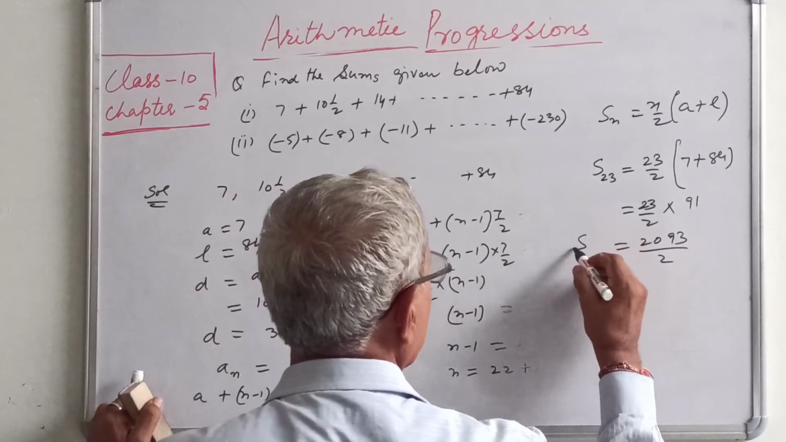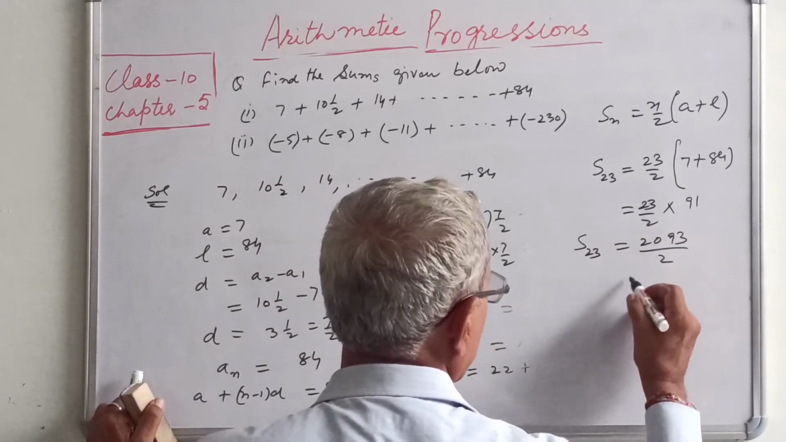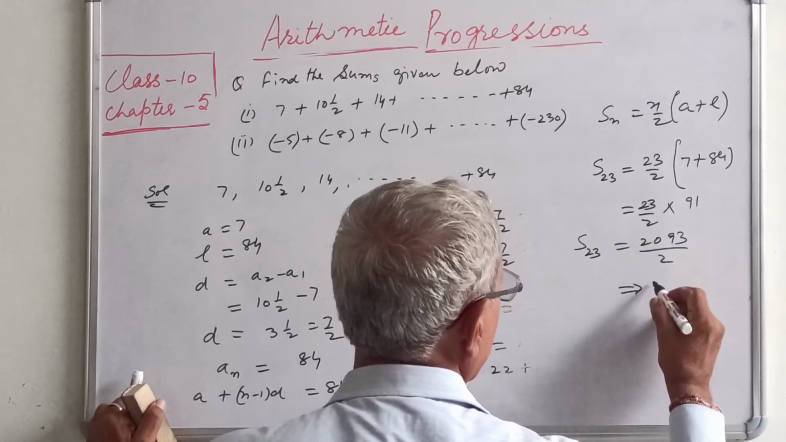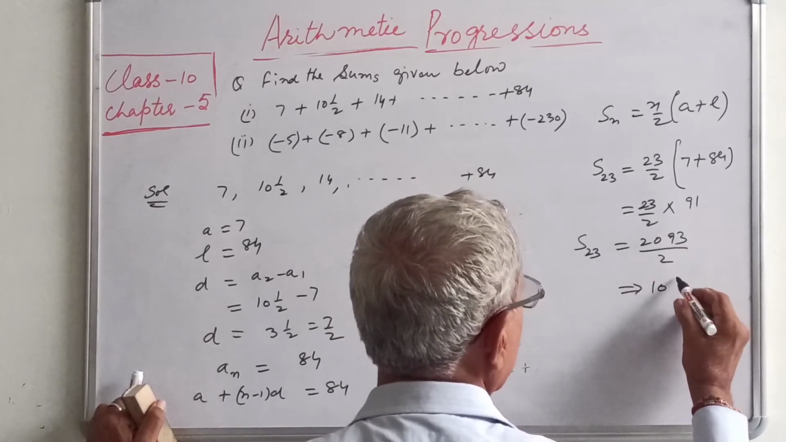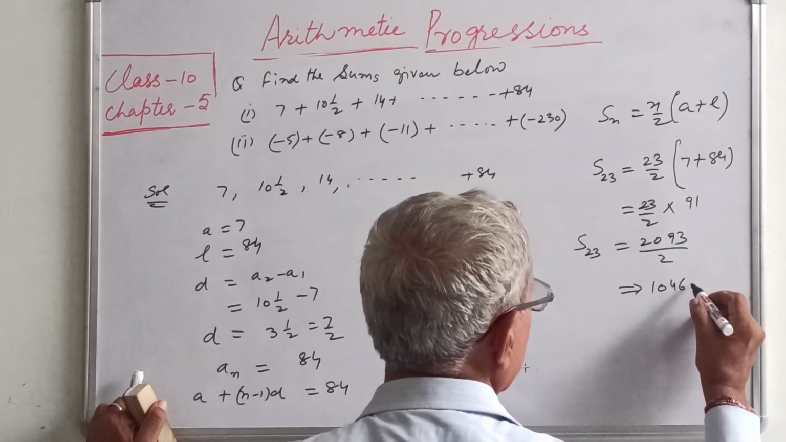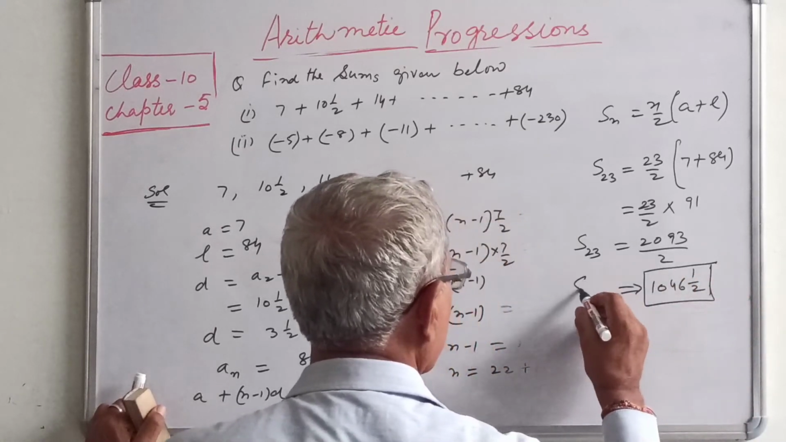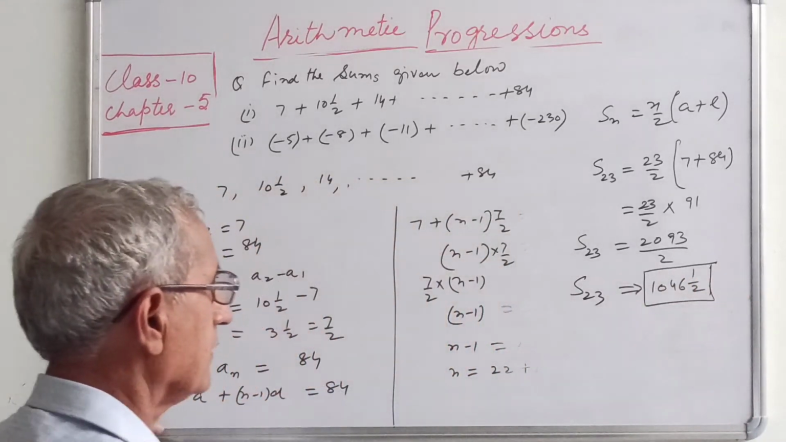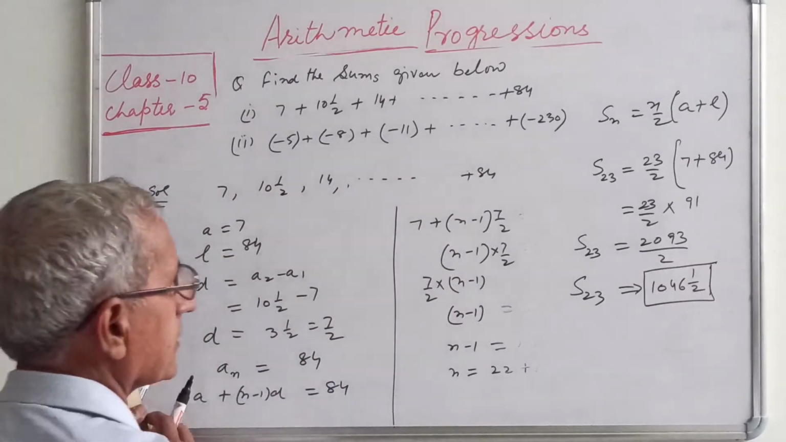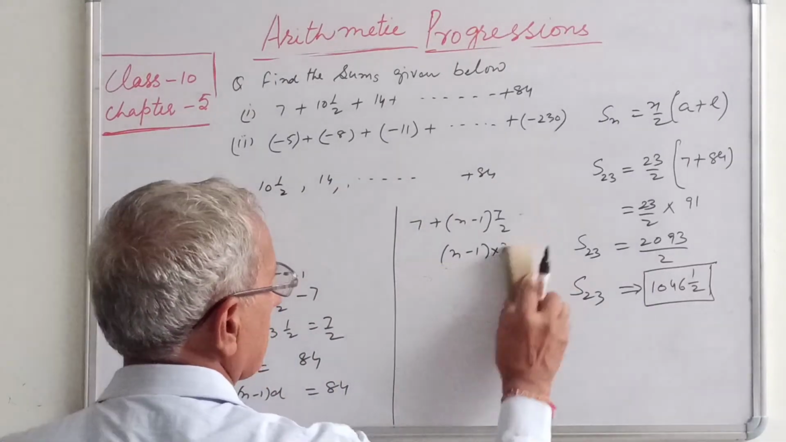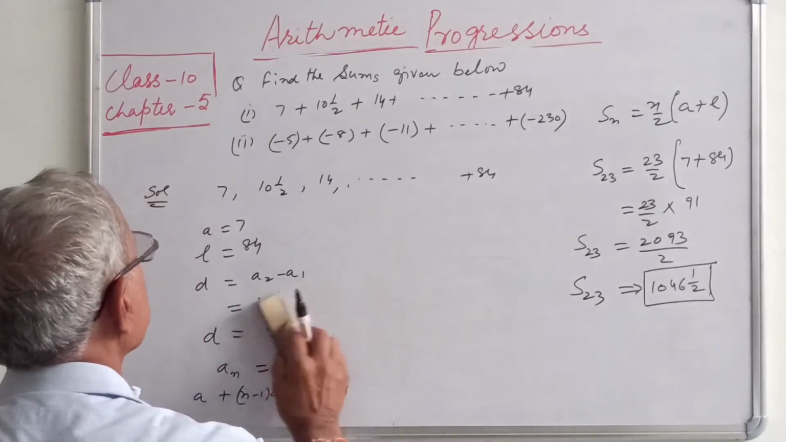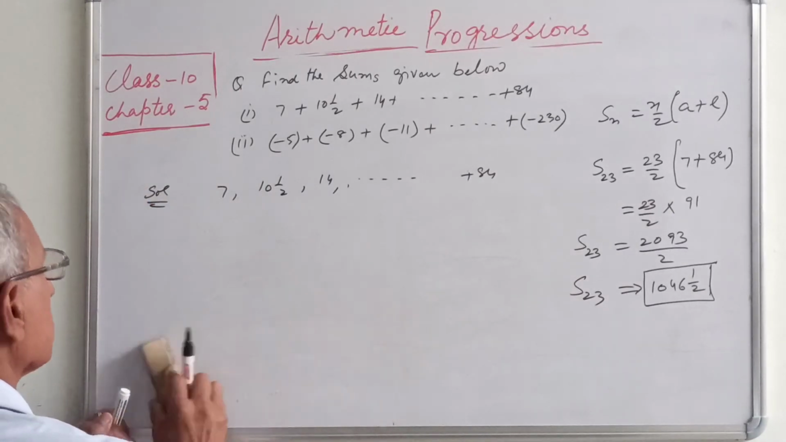S23 will be... So divided by 2, 1046 upon 2. So S23 is 1046 by 2... That is the sum of the 23 terms. Next part.